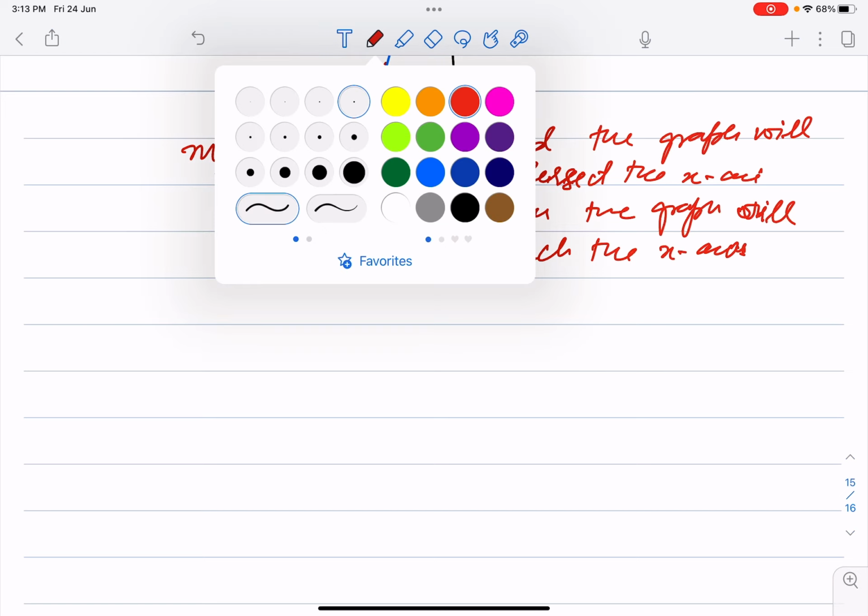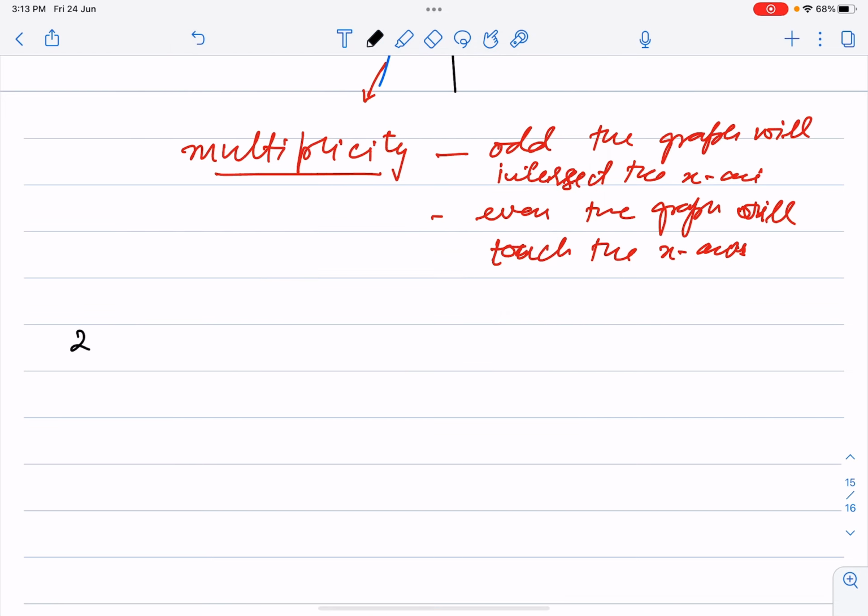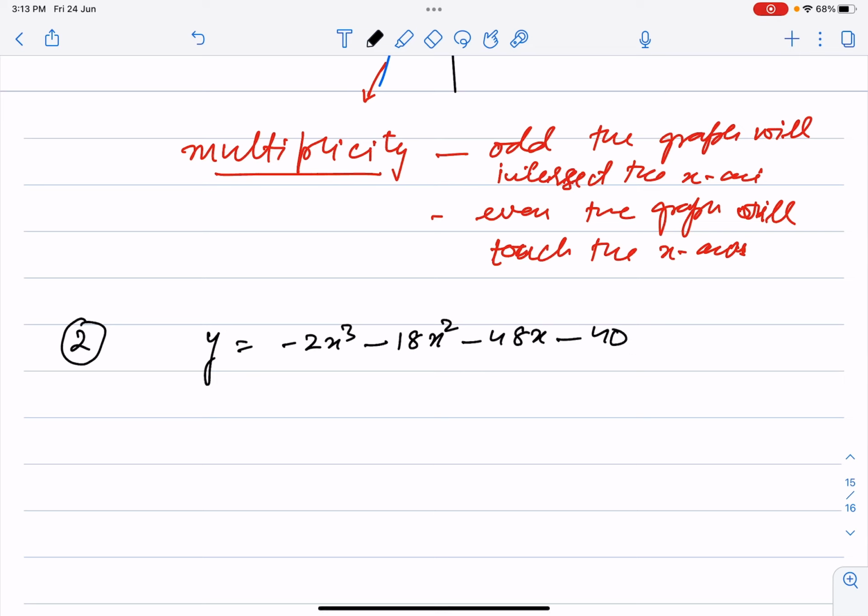Now coming to the second question. Let y is equal to minus 2x cube minus 18x square minus 48x minus 40. Now we have to draw the graph of this. Obviously, for drawing the graph, the first step is to find the roots or the signs of the roots, then find the roots, then draw this on the graph using whatever we have taught you earlier.